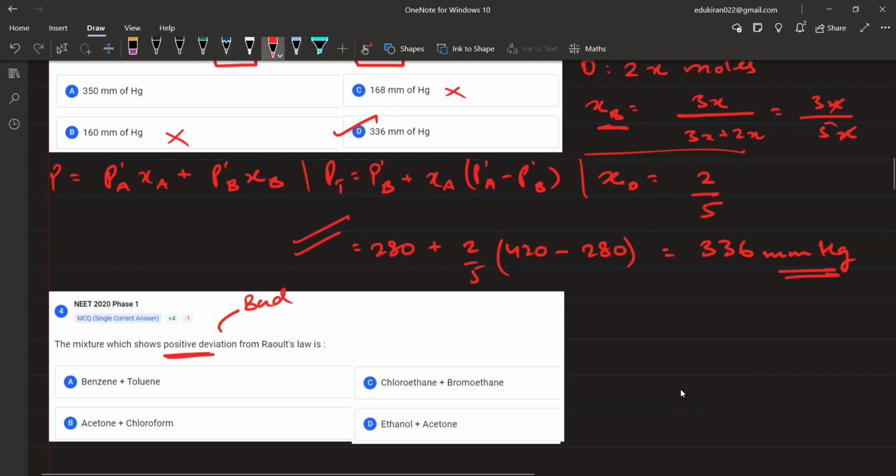The D option is correct. Why? Because ethanol has hydrogen bonds and acetone does not have hydrogen bonds, right? And that is why acetone will be breaking the hydrogen bonds of ethanol. So it will be a bad interaction between both of these. So D is the correct answer.